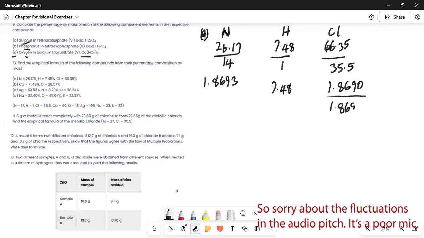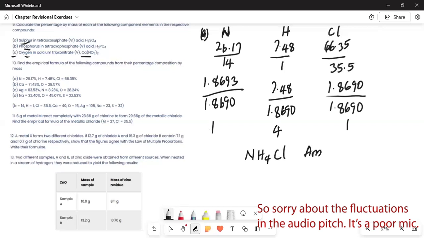That is divided by 1.8690. We also divide this by that, and this by that also. Now 1.8693 divided by 1.8690 is 1 approximately. Then this is 1. Then 7.48 divided by 1.8690 is 4. And this one is 1. Therefore, the empirical formula is NH4Cl, which is ammonium chloride.